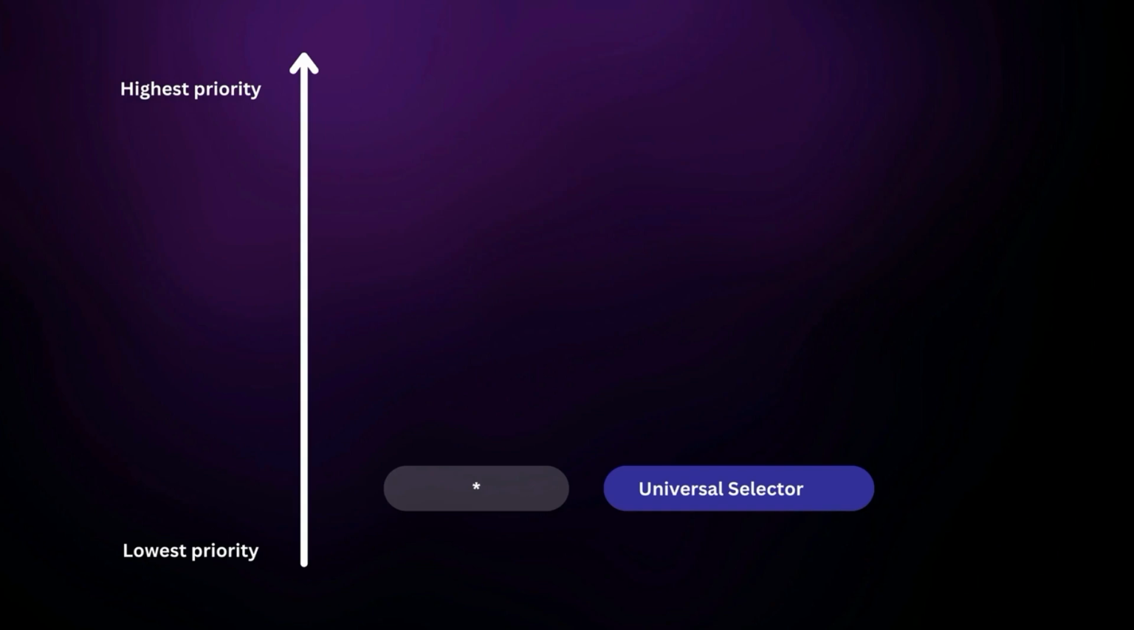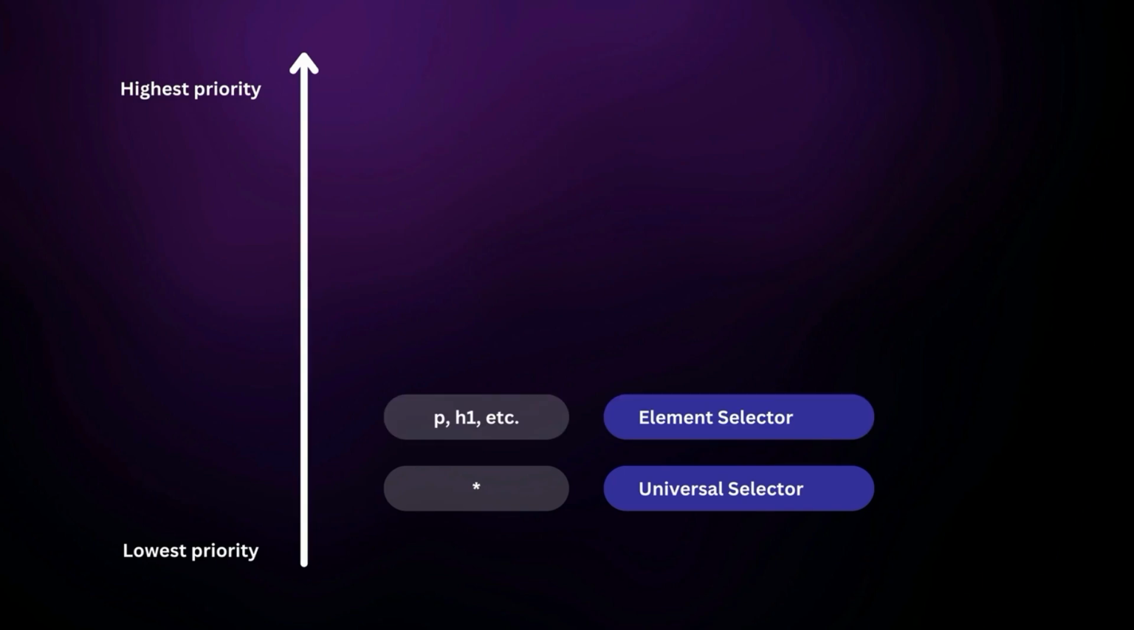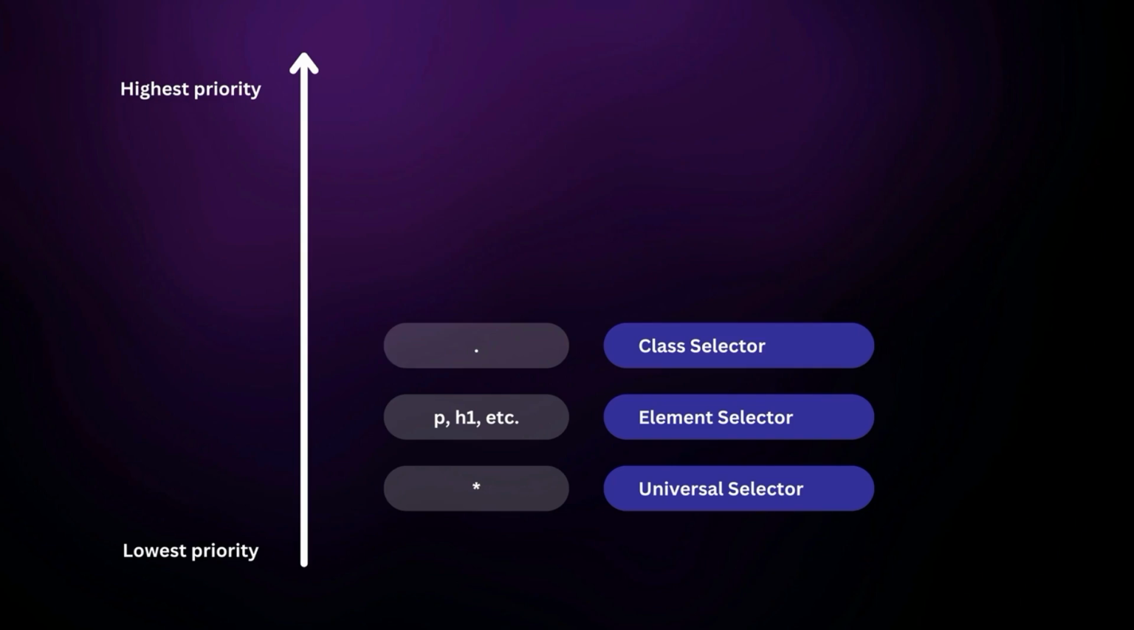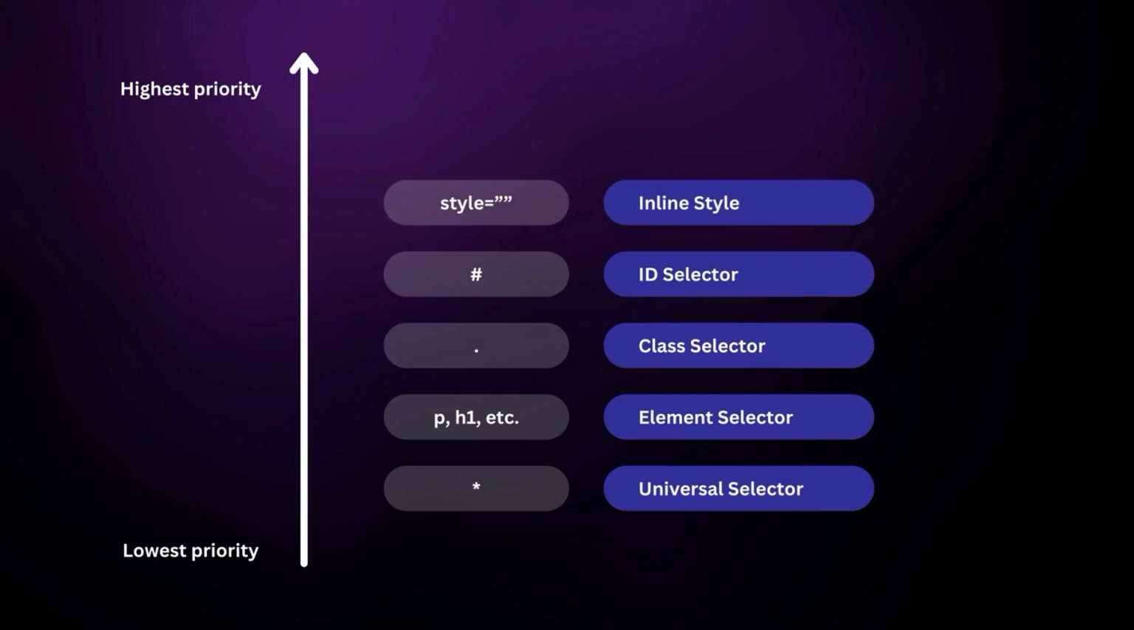And don't worry about this, we are going to talk about this more later, but as of now, just bear in mind that this is the one with the lowest priority. We then have the element selector. So if we are dealing with an element selector, then we know that it's going to have a higher priority compared to the universal selector. We then have the class selector, the ID selector, the inline styles, so the style we define on the HTML element and not in the CSS file. And then finally, the important value.